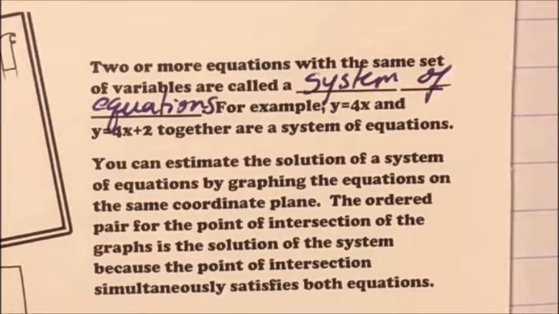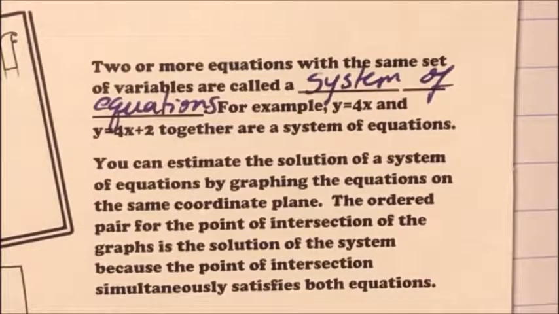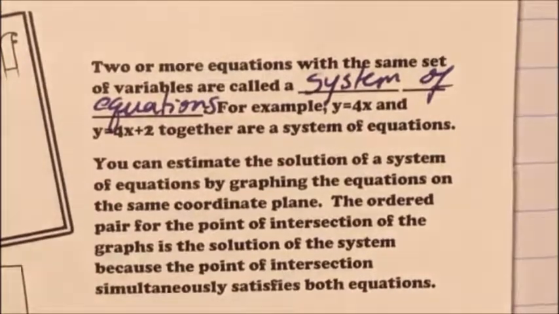You can estimate the solution of a system of equations by graphing the equations on the same coordinate plane. The ordered pair for the point of intersection of the graphs is the solution of the system because the point of intersection simultaneously satisfies both equations. So basically that point is the answer. That's what you're looking for. You're looking for where they intersect. So let's take a look at some examples.